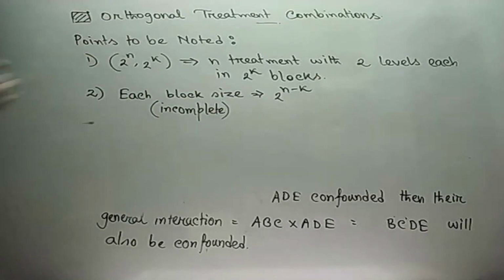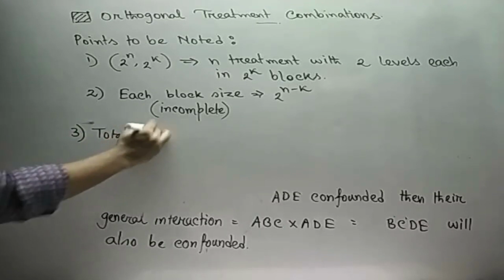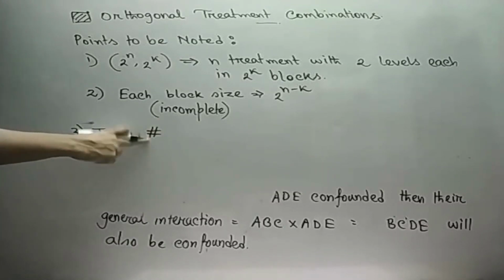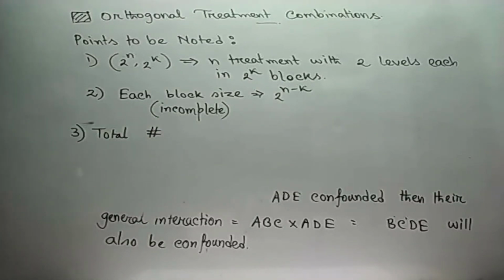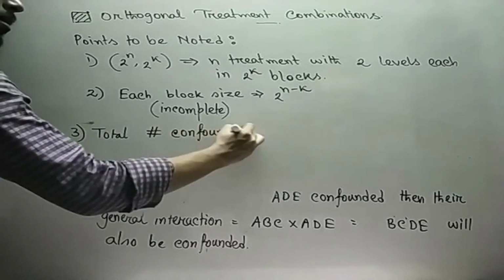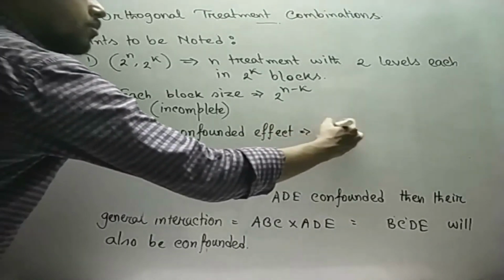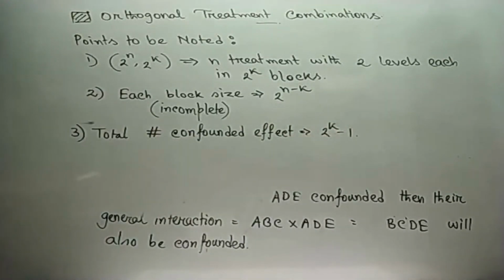Now the third point: the total number of confounded effects is basically 2 to the power k minus 1. Then the fourth point. Always try to remember all these points, and this is very important for the examination.